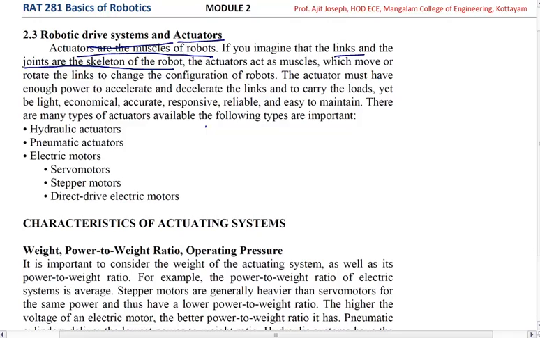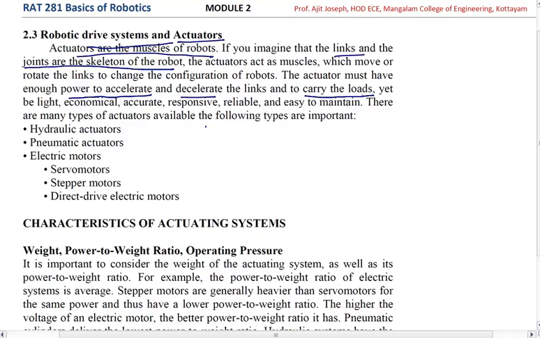And whenever we are selecting any actuator for any robotic application, we have to consider some things: whether it has enough power, not just to accelerate but also to decelerate, so that we are able to stop the motor. So acceleration and deceleration both should be available. And similarly, we have to see if it is able to carry that much load.